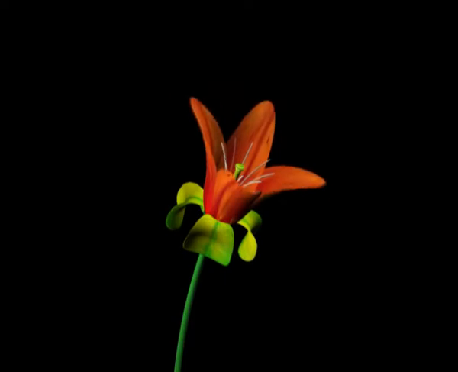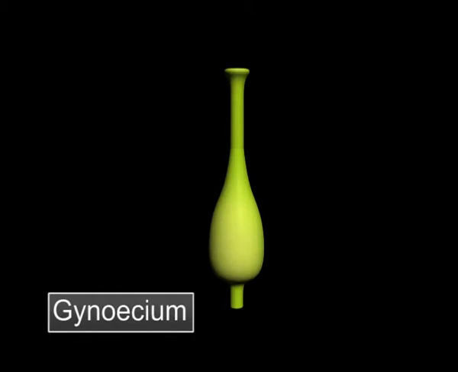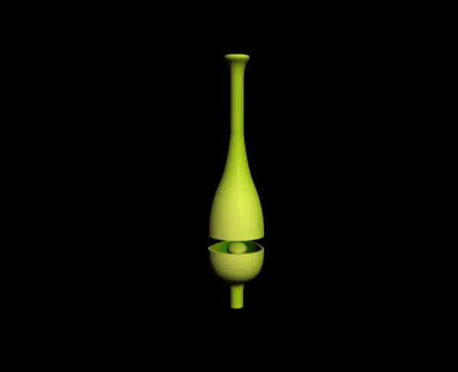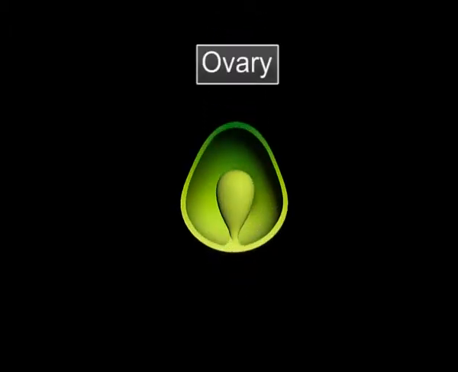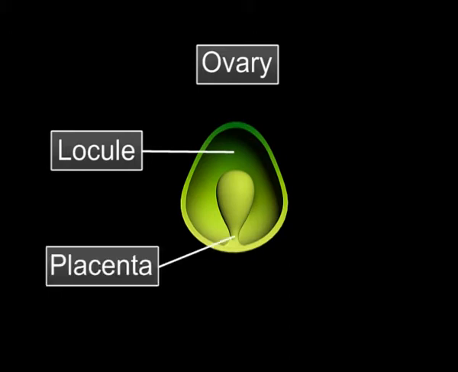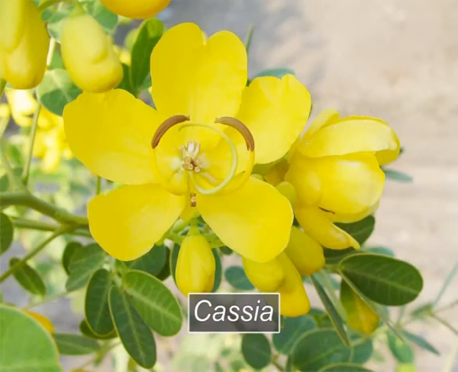We know that the female reproductive part, that is gynoecium, consists of the stigma, style and ovary. In marginal type, the ovary is unilocular and there is only one elongated placenta on one side of the ovary, and the ovules are attached to the placenta in a single row. This type is conspicuous in legumes and found in plants like Pisum sativum and Cassia.